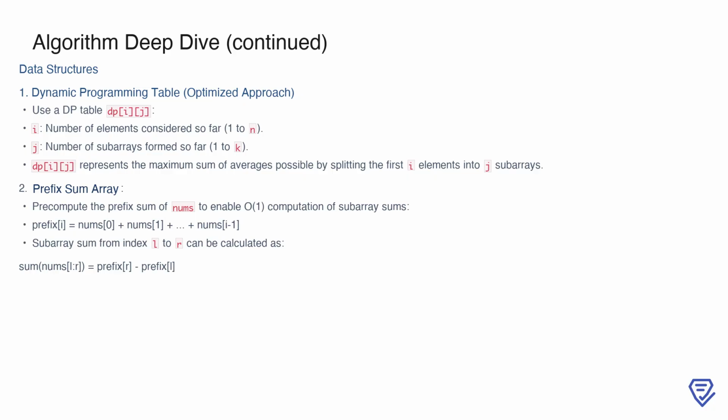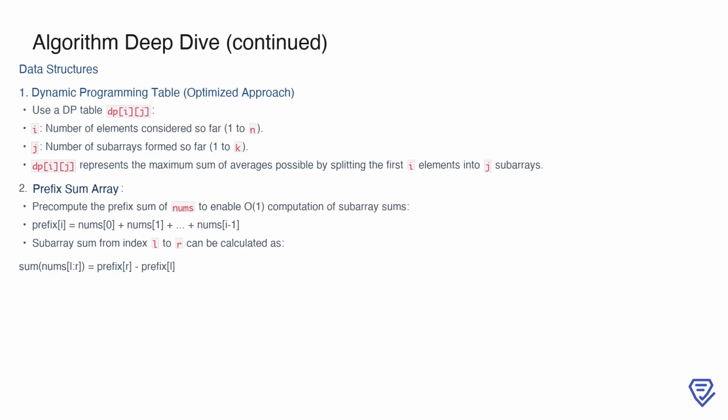To address the challenges posed by the brute force method, we turn to dynamic programming, which allows us to compute the result efficiently. The key is to use a DP table, denoted as dp[i][j]. Here, i represents the first i elements of the array, and j represents the number of subarrays formed so far. The value at dp[i][j] represents the maximum sum of averages we can achieve by splitting the first i elements into j subarrays. Another critical data structure is the prefix sum array. This allows us to compute the sum of any subarray in constant time.